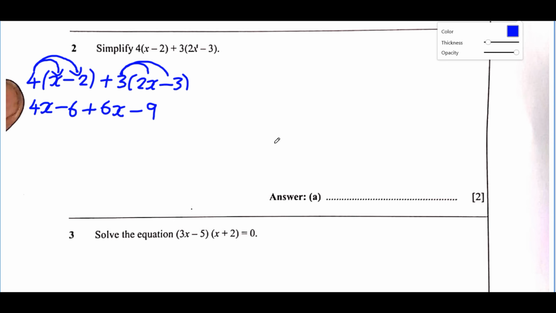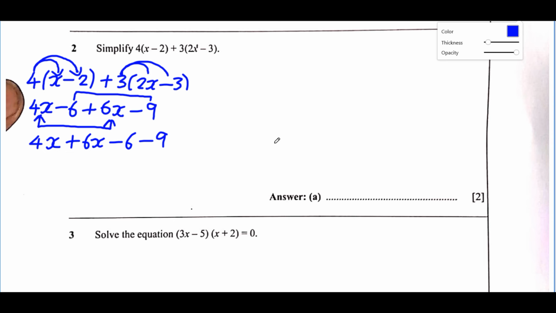Here we can collect the like terms. 4x and 6x are like terms. Negative 8 and negative 9 are like terms. So we'll say 4x plus 6x minus 8 minus 9. When you collect like terms like this, since we don't have an equal sign, please do not change the signs of numbers.